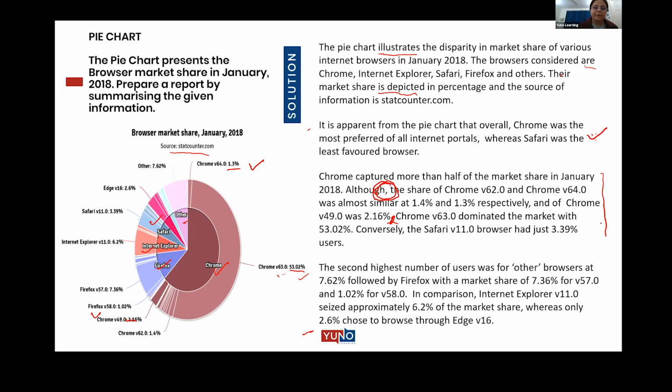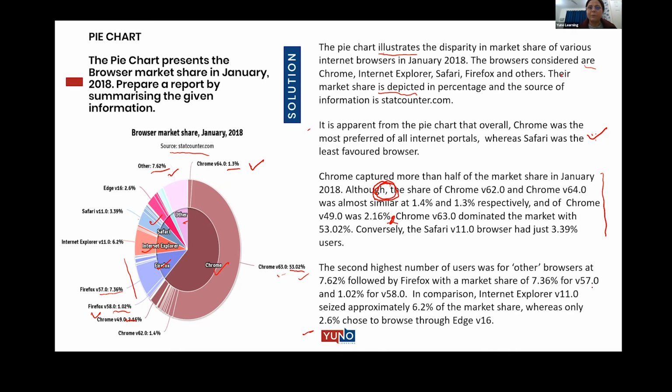Now, the others, all these, Firefox, Internet Explorer, others, these are those minor ones lagging behind. So the second highest number of users was for other browsers. You notice this, 7.62%, at 7.62%, followed by Firefox. So we have Firefox here with a market share of 7.36% for v57, because 2 of them are there. One is this and the other is this.